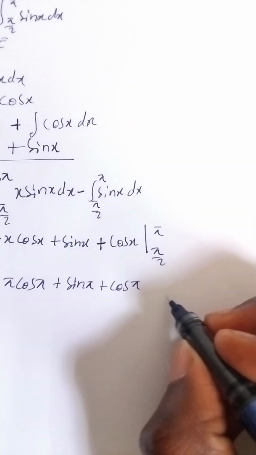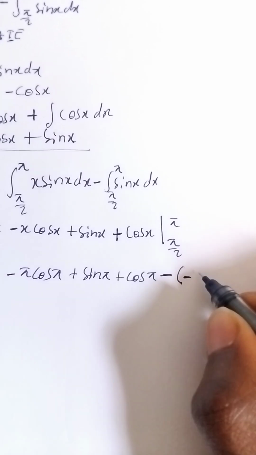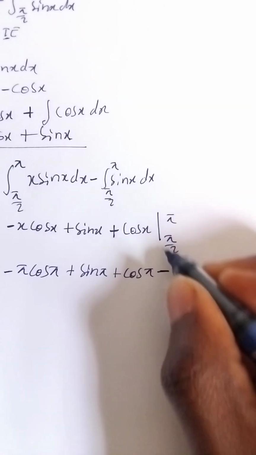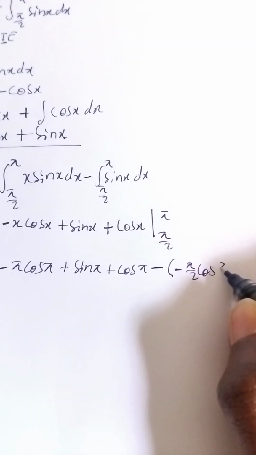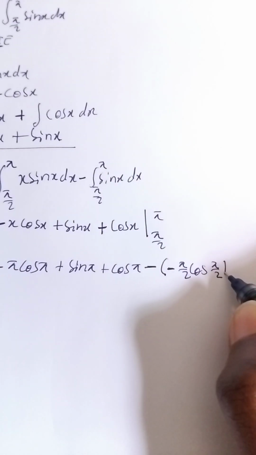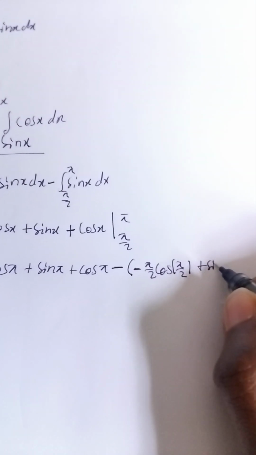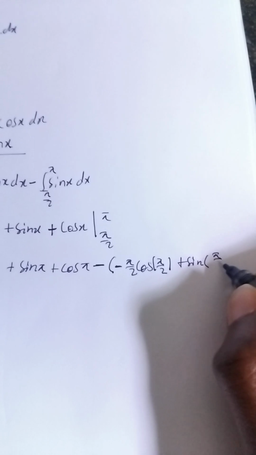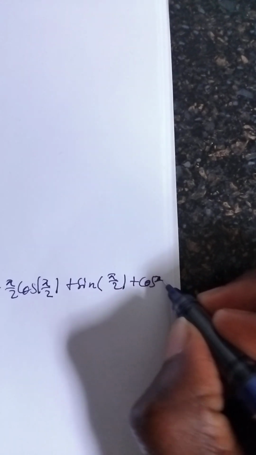Then I have to subtract that from minus pi over 2. Now I'm plugging in the lower bound. Minus pi over 2 cos pi over 2, right? Cos pi over 2 plus sin pi over 2, then plus cos pi over 2. Then I close the bracket like that.